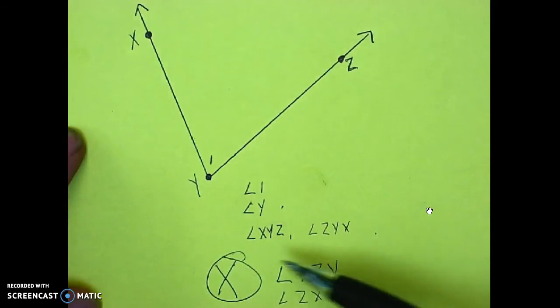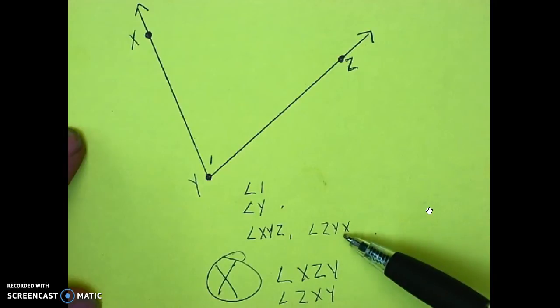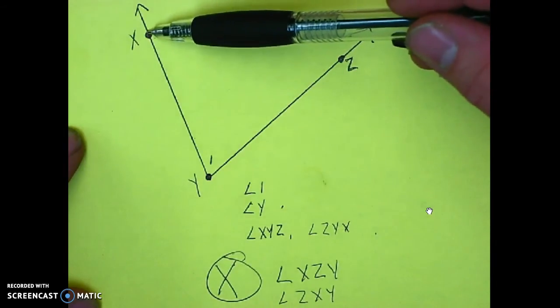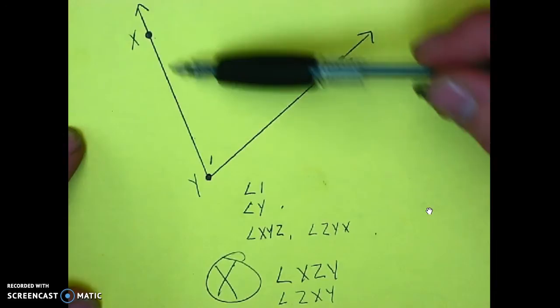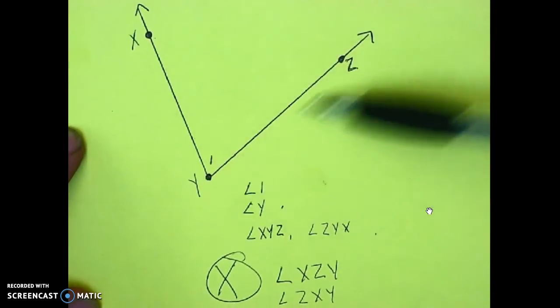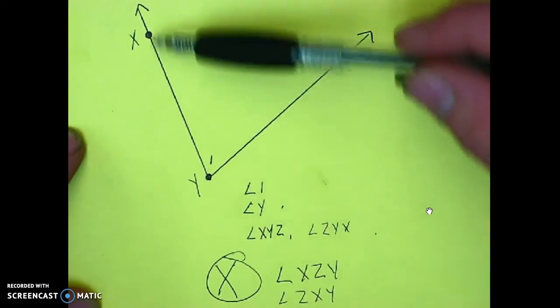is in the center. X, Y, Z, Z, Y, X. You need to be able to go in order of the letters you write and trace the angle. So X, Y, Z, or Z, Y, X.